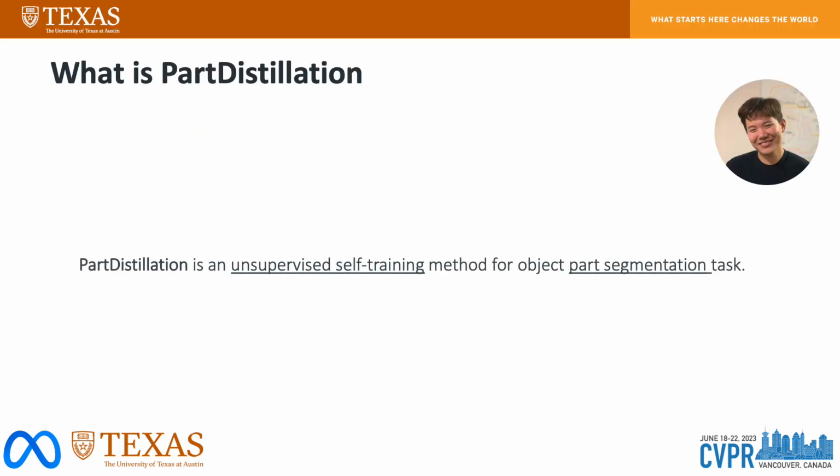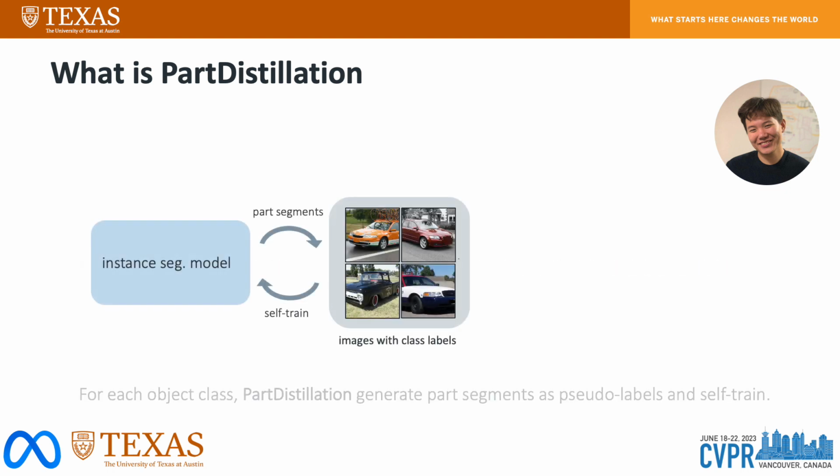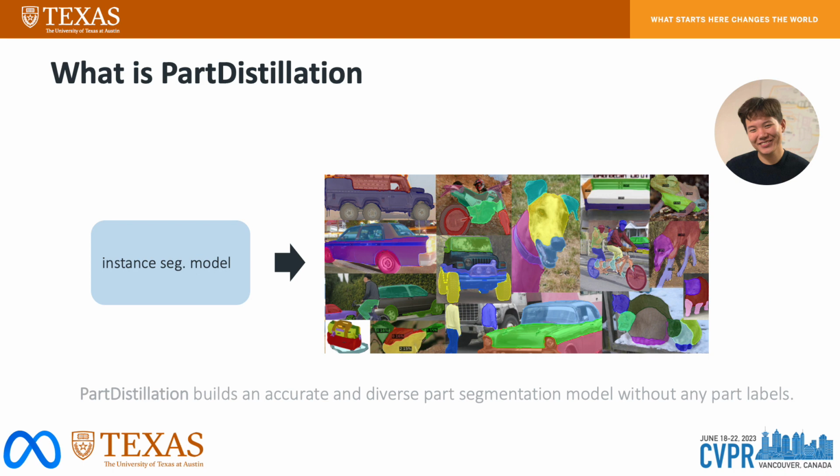PartDistillation is an unsupervised self-training method for object part segmentation task. It starts with a strong instance segmentation model, and for each object class, it generates part segments as pseudo-labels for self-training. PartDistillation builds an accurate and diverse part segmentation model without any part labels.